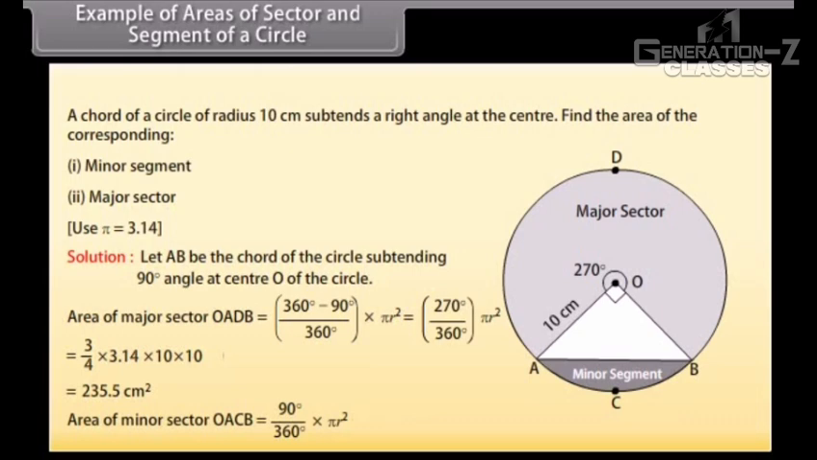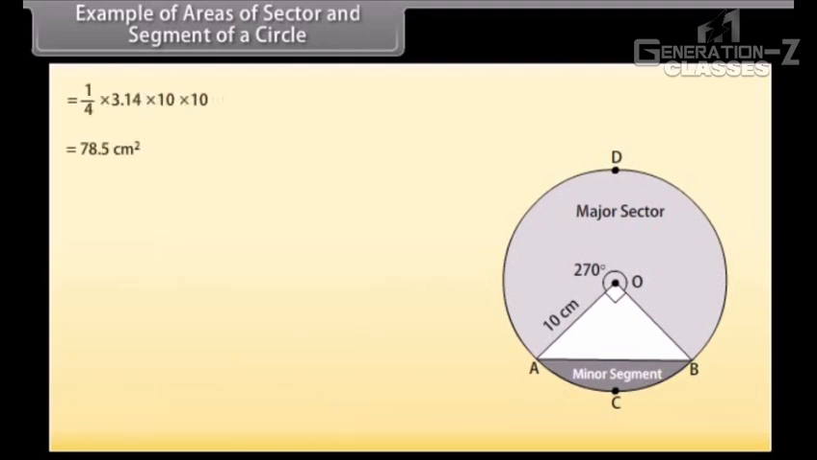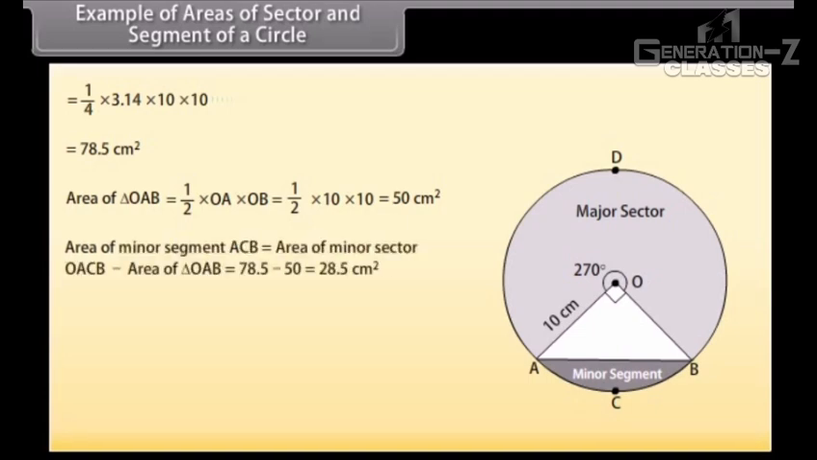Area of minor sector OACB is equal to 90 degrees upon 360 degrees into pi r square, which is equal to 78.5 centimeters square. Area of triangle OAB is equal to 1 upon 2 into OA into OB, which is equal to 50 centimeters square. Now area of minor segment ACB is equal to area of minor sector OACB minus area of triangle OAB, which equals 78.5 minus 50, which becomes 28.5 centimeters square.